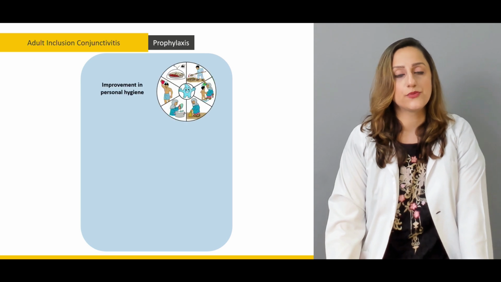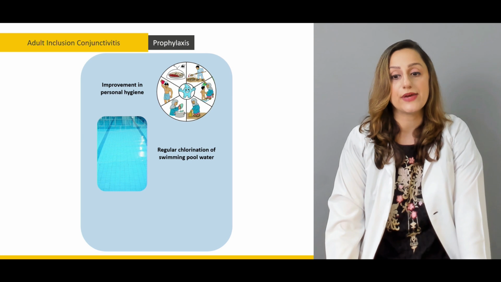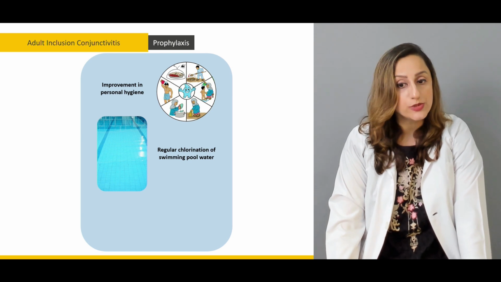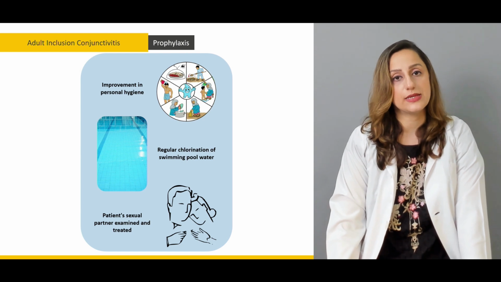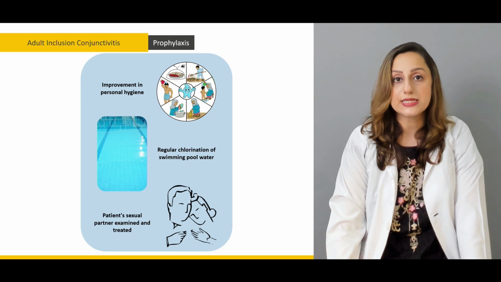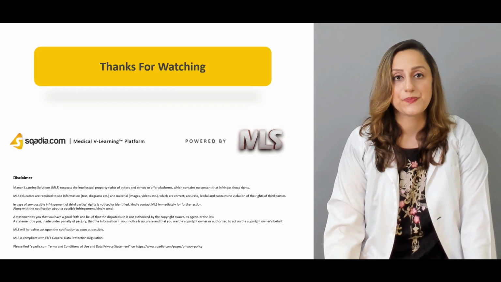Prophylaxis includes improvement in personal hygiene. Of course, you have to educate the patients towards the regular chlorination of swimming pools. And then the patient's sexual partner has to be examined and treated as well, because he is at risk of developing this inclusion conjunctivitis as well.